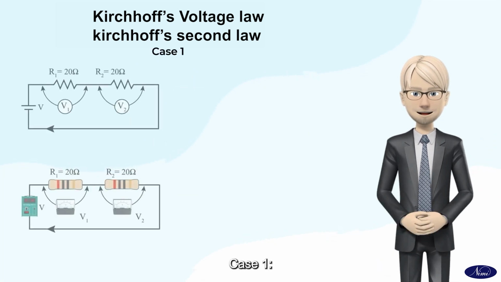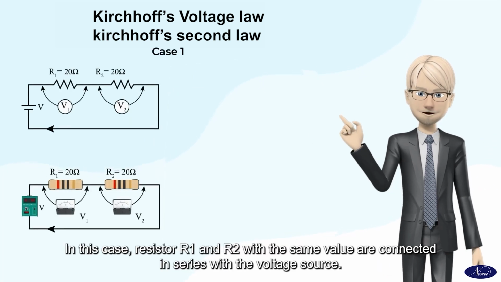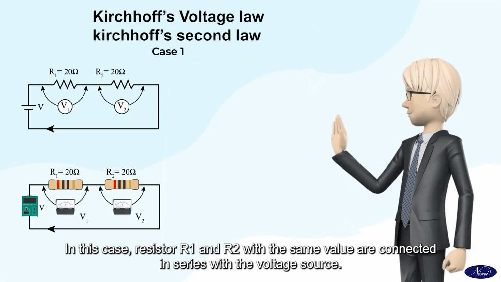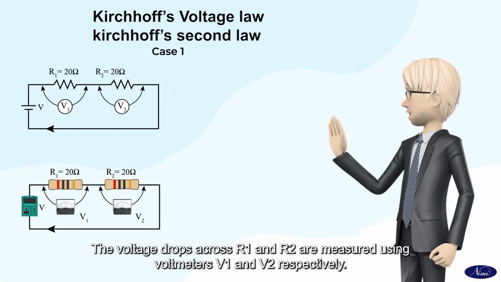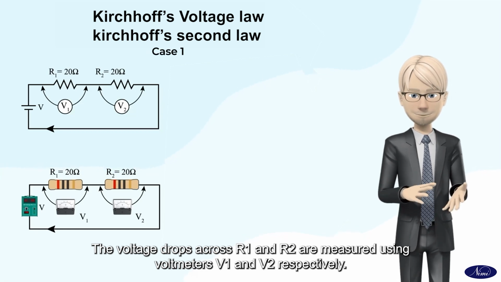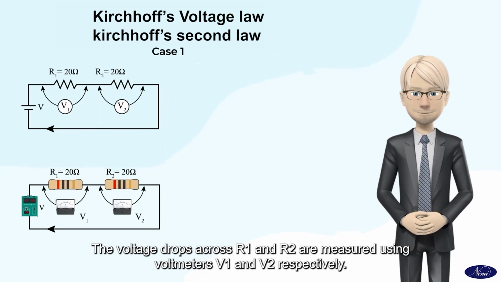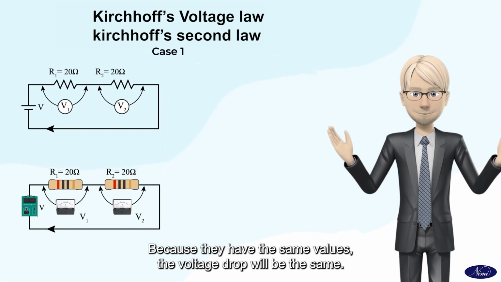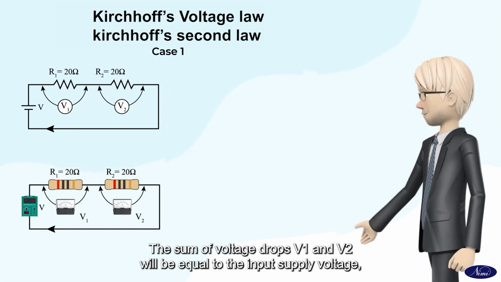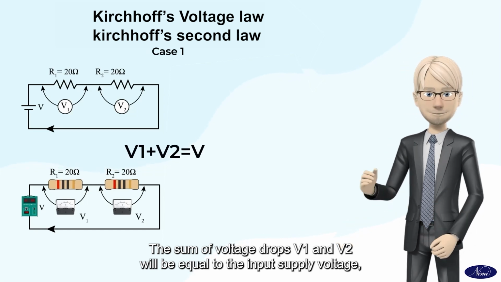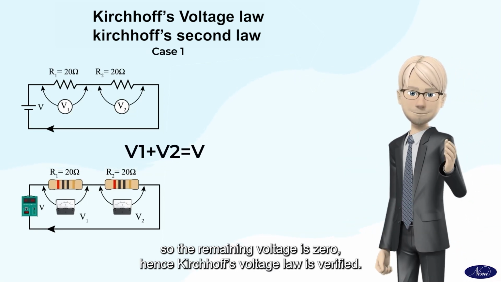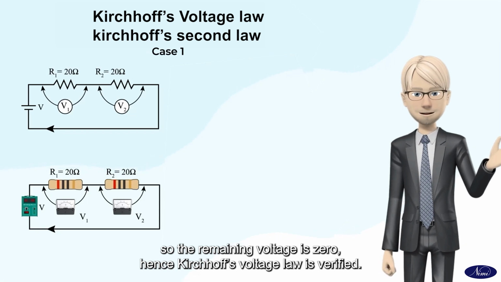Case 1. In this case, resistors R1 and R2 with the same value are connected in series with a voltage source. The voltage drops across R1 and R2 are measured using voltmeters V1 and V2 respectively. Because they have the same values, the voltage drop will be the same. The sum of voltage drops V1 and V2 will be equal to the input supply voltage, so the remaining voltage is zero, hence Kirchhoff's voltage law is verified.